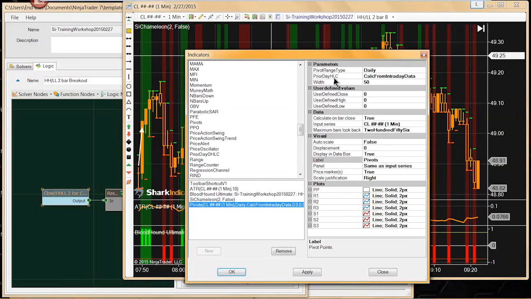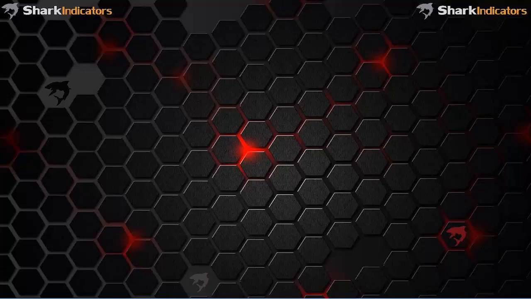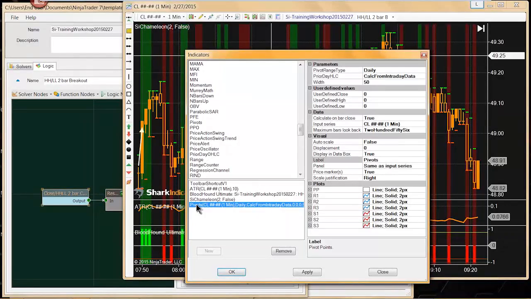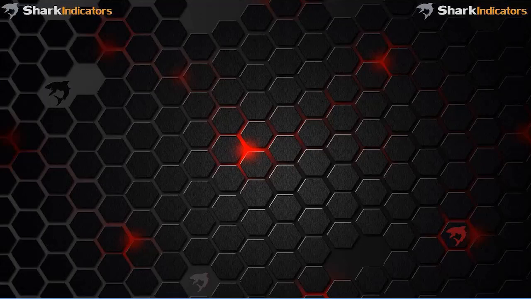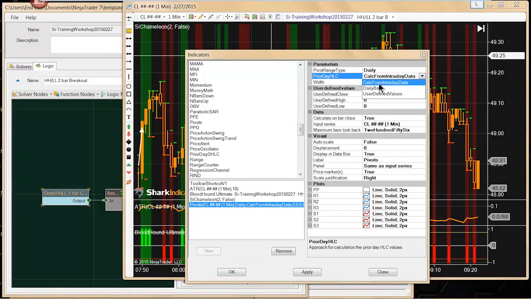All right, so when using the pivots indicator, NinjaTrader has said that when you're using the pivots indicator inside of a strategy or inside of another indicator, so we're going to be using the pivots indicator inside of BloodHound, which is another indicator, you have to use calculate from intraday data. NinjaTrader has said that using the daily bars doesn't always work correctly. So just keep that in mind when you're using Ninja's pivots indicator.